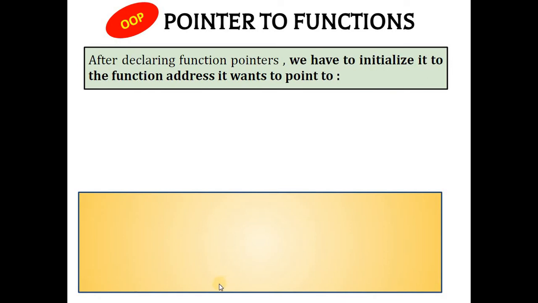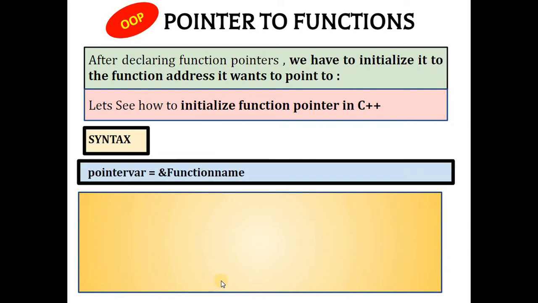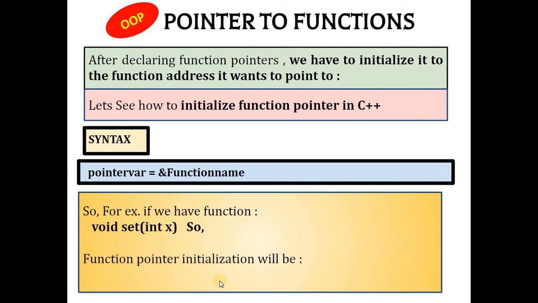After declaring a function pointer, we have to actually initialize the function pointer to the address it wants to point to. So how to initialize the function pointer? Its syntax is pointer variable is equal to ampersand and then function name, as we declare it in the way of a variable. So here if we have a function void set(int x), the function pointer initialization will be ptr = &set.